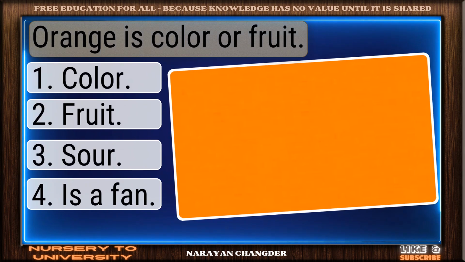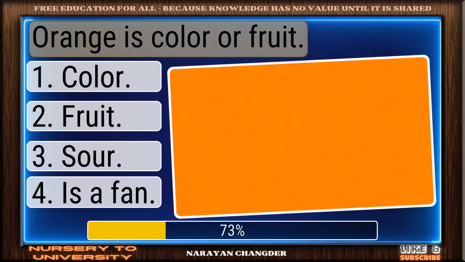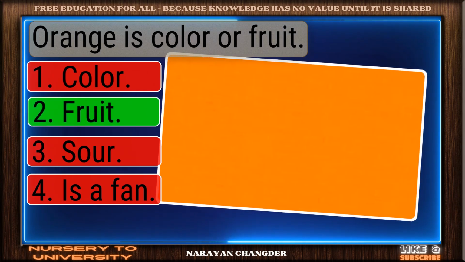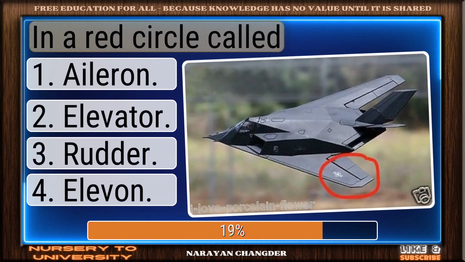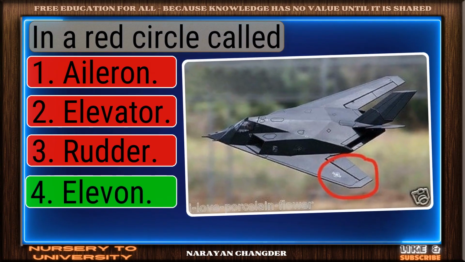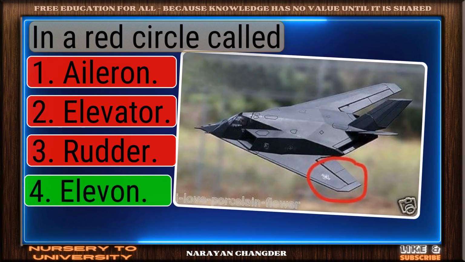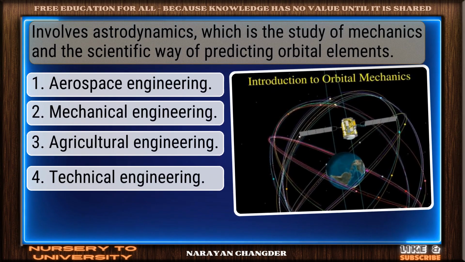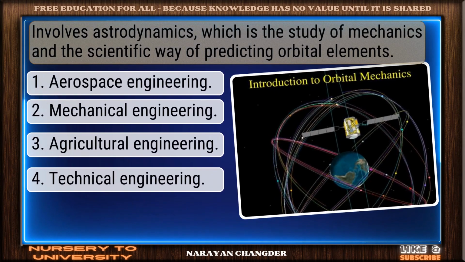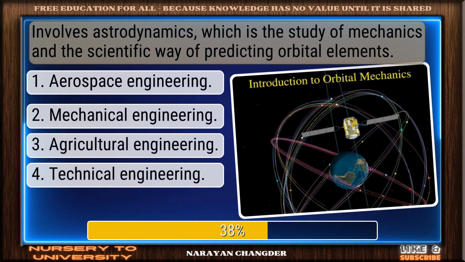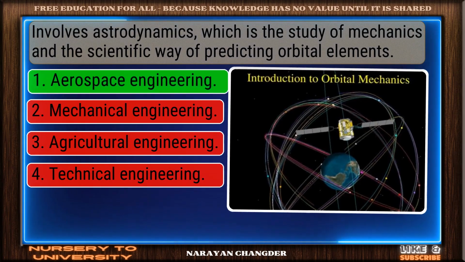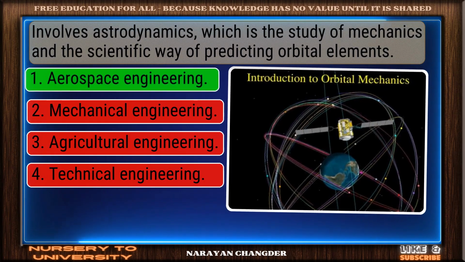Orange is color or fruit. Strong choice. Fruit is the right answer. In a red circle called. Correct. 11 is the right answer. Involves astrodynamics, which is the study of mechanics and the scientific way of predicting orbital elements. Right again. Aerospace engineering is a valid answer.